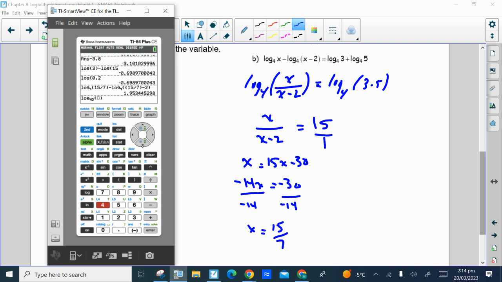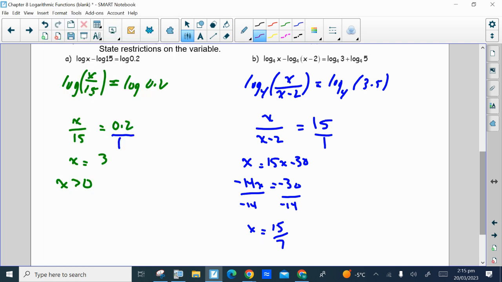Which is log base 4 of 3 plus log base 4 of 5. Same decimal. So our answer checks.